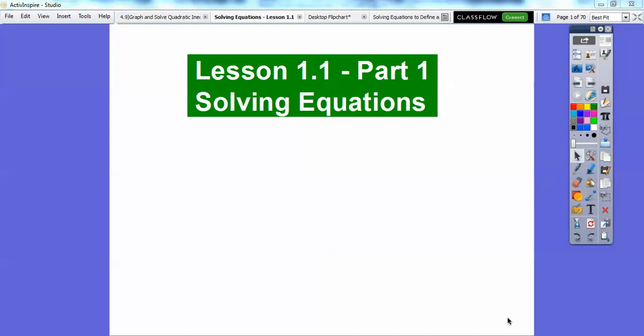Hey everybody, this is Mr. Bullock, and I'll be teaching these new lessons from our new textbook, our Integrated 1 Math textbook. So this is the very first lesson in the book. This is part 1, Solving Equations.